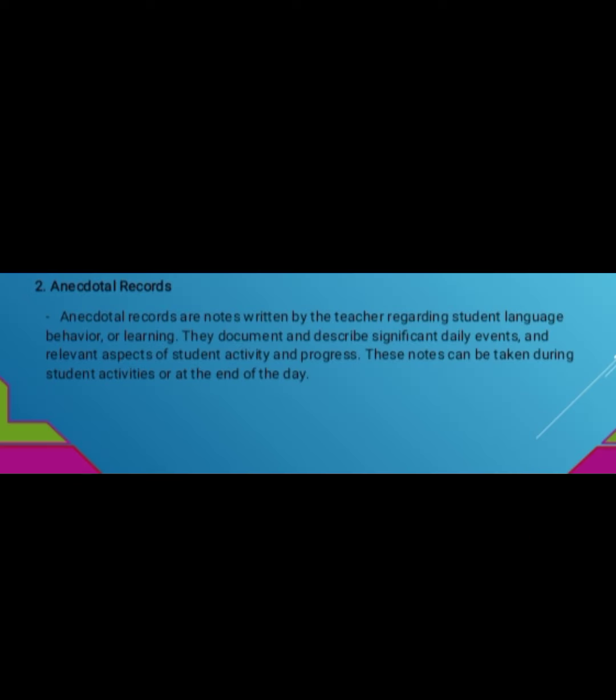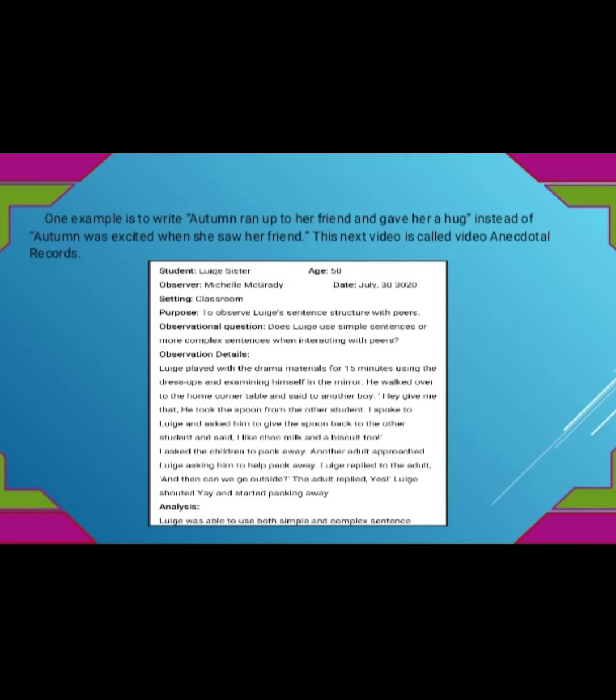The second type of assessment tool is the anecdotal records. Anecdotal records are notes written by the teachers regarding student language, behavior, or learning. They document and describe significant daily events and relevant aspects of student activity and progress. These notes can be taken during student activities or at the end of the day. One example of an anecdotal record is to write "Autumn ran up to her friend and gave her a hug," instead of "Autumn was excited when she saw her friend."